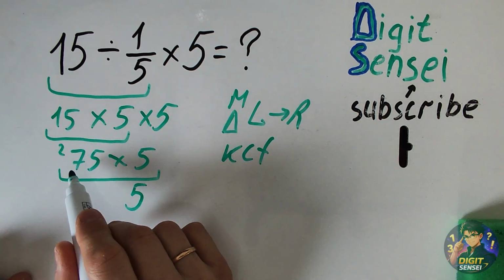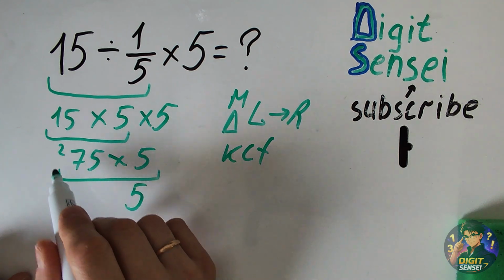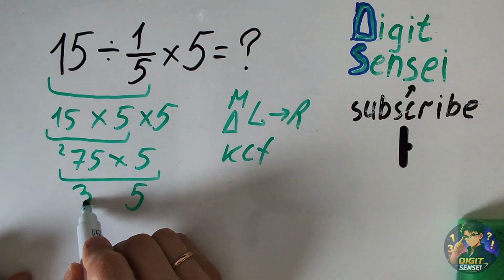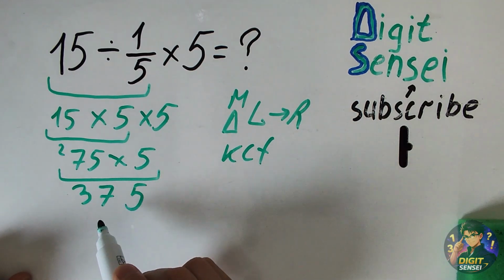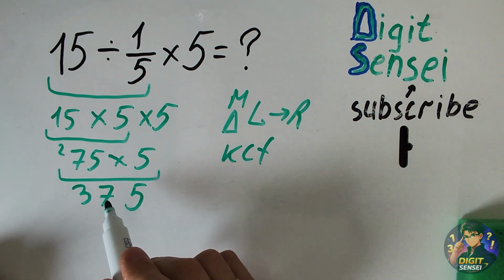5 times 7 equals 35. So 35 plus 2 equals 37. So we have 375, and this is our final answer to this problem.